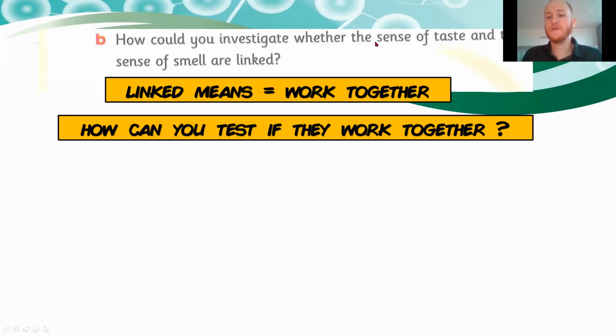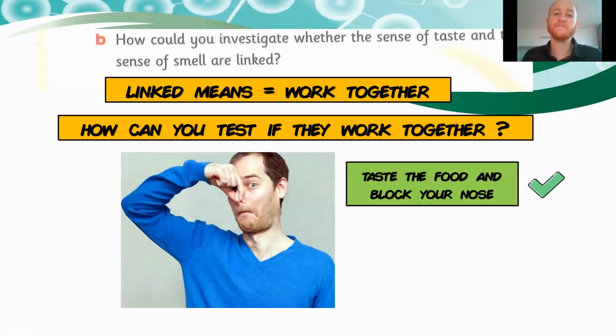How can you investigate whether the sense of taste and smell are linked? How can they work together? Well, you need to remove one of them. So how can you remove the sense of smell while tasting things? You taste the food and block your nose, and you will see the food tastes different. That's the experiment I did in the previous videos with you.